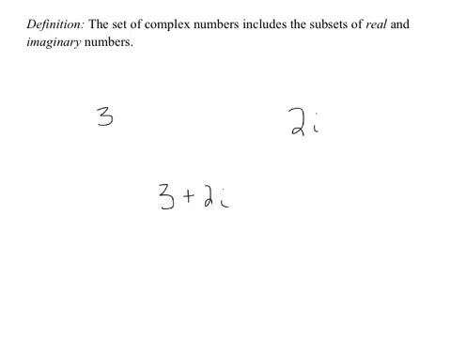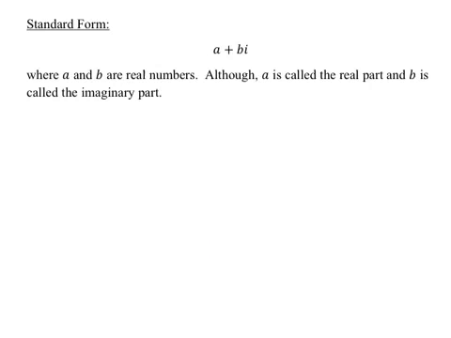So here we could say that a is 3, call that a, and we'll call this 2 here b. And we could say that a is the real part and b is called the imaginary part. And we write this as follows, in standard form. Whenever we have an answer, if there's a real and imaginary part, it's always written this way.